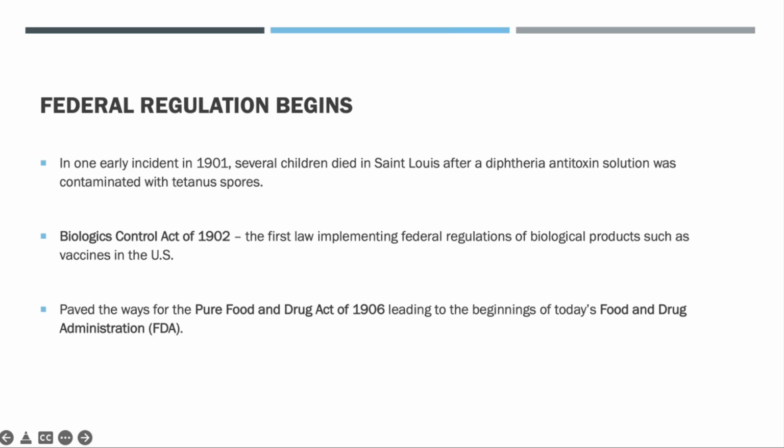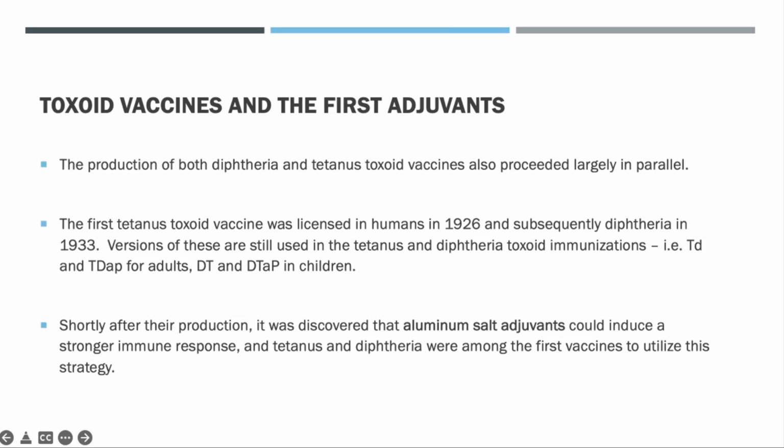This really prompted some of the first regulation, including the Biologics Control Act, which was the first law implementing federal regulations of biological products, including vaccines, in the U.S. Shortly thereafter, we had the Pure Food and Drug Act in 1906, and these developments eventually led to the Food and Drug Administration that we know of today. And I'll circle back on that a little bit in a minute.